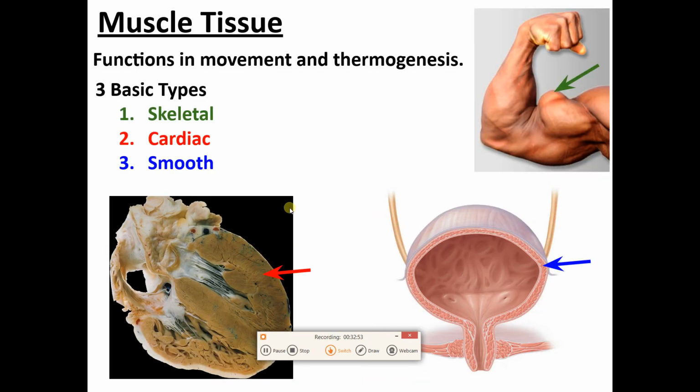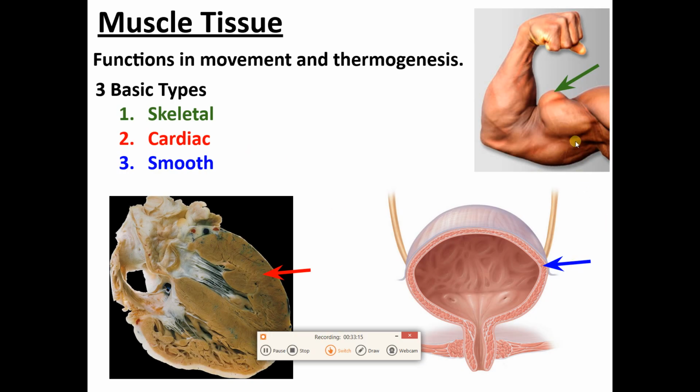Final tissue type, muscle tissue, which of course we know functions in movement and thermogenesis. We mentioned thermogenesis a little while ago. Thermogenesis is the creation of heat. There are actually three basic types of muscle tissue. So we're just going to get those named right now.